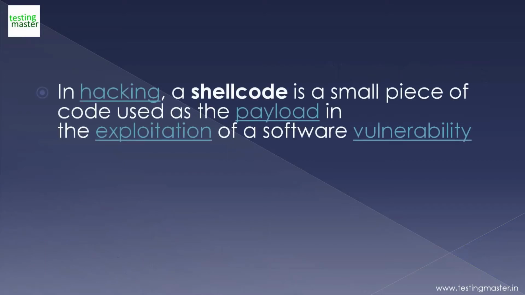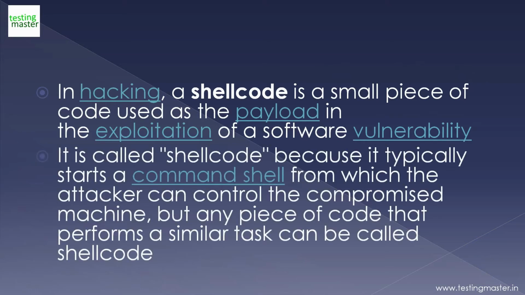In hacking, a shellcode is a small piece of code used as the payload in the exploitation of a software vulnerability. It is called shellcode because it typically starts a command shell from which the attacker can control the compromised machine. But any piece of code that performs a similar task can be called shellcode.